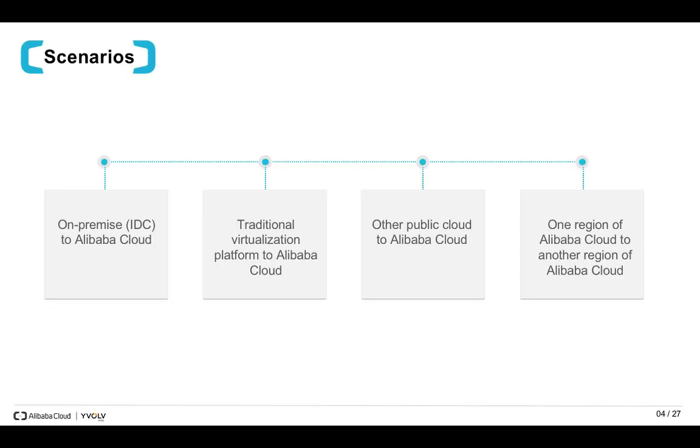So when we talk about different migration scenarios, you could think of a few scenarios. If you are thinking to migrate to Alibaba Cloud, the source could be anything. It could be your on-premise IDC or a traditional virtualization platform or any other public or private cloud service provider. Or if you are expanding within your Alibaba Cloud to another region, you might have to migrate some of your workloads to another region, or you might have to expand your workloads to another region. So we will be discussing all these scenarios in detail.